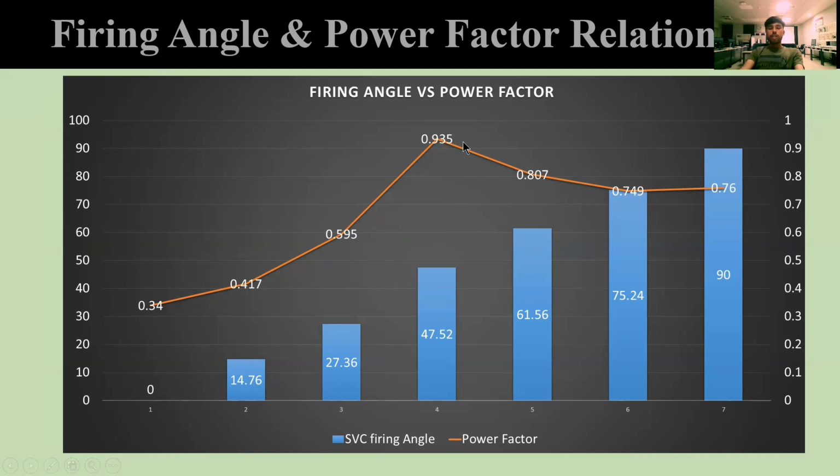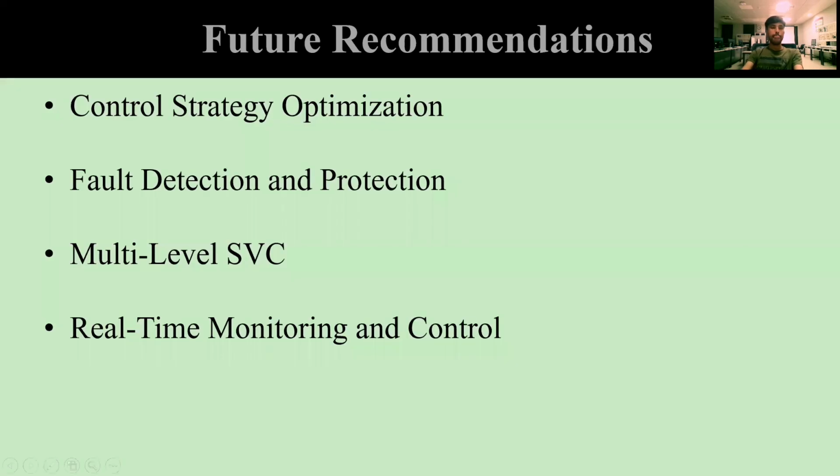After this point, the capacitor starts to dominate over the inductors, so our power factor starts again to decrease, and it goes slowly down again. This is how the firing angle versus power factor relationship graph shows.